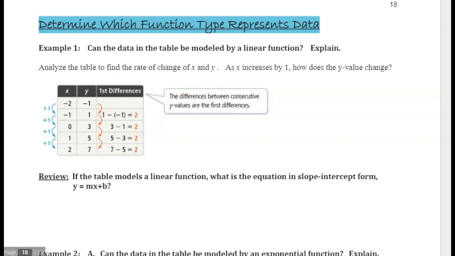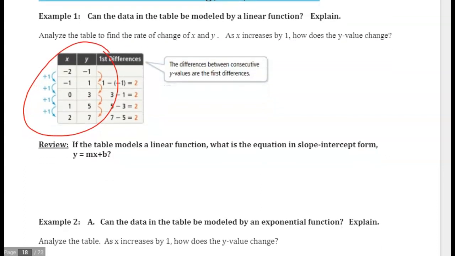Okay, and these examples say, can it be modeled by a linear function? Explain. So you look at the table that they're going to give you, and you start trying to figure out the pattern. Well, this is a pretty basic pattern. You can just see, like it has noted here, that the first difference, and that's important because we're going to come back to that, is 2. We're going up by 2 every time. And then we're going up by 1 every time over here. So when you're going up by a constant amount, that's going to tell you right away that it's most likely linear.